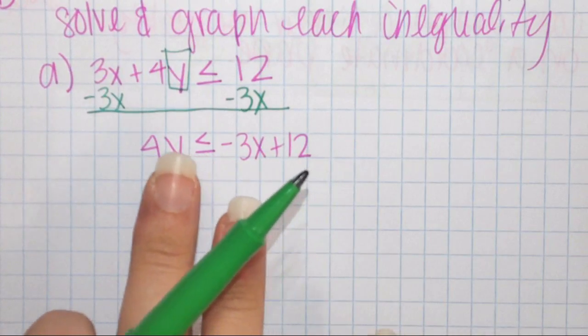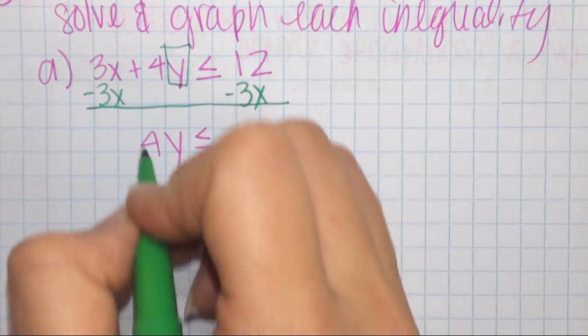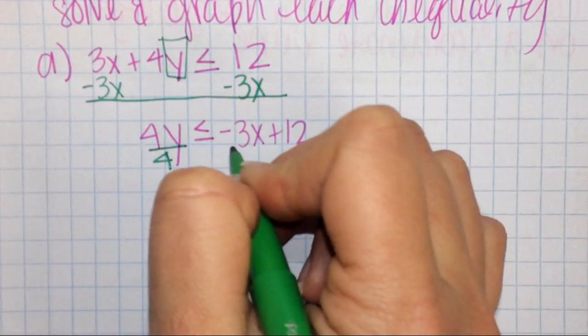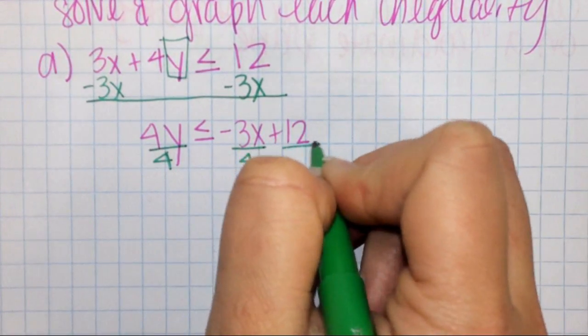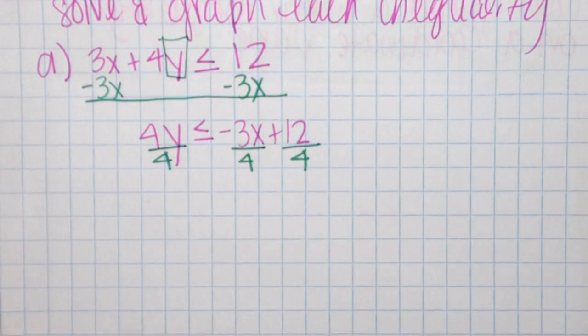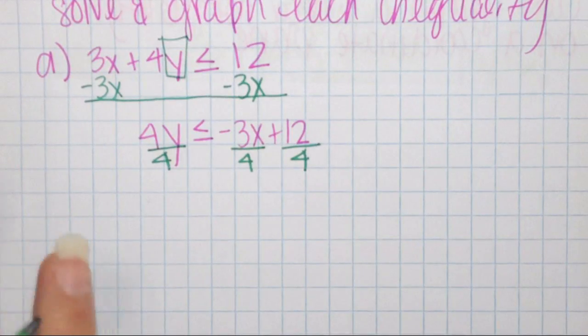Okay, now y is still not by itself, so what do I have to do? Divide by 4 on each side. Divide everything by 4. Yes, baby. On the last one, we divided by a different number because there was a different number in front of y.